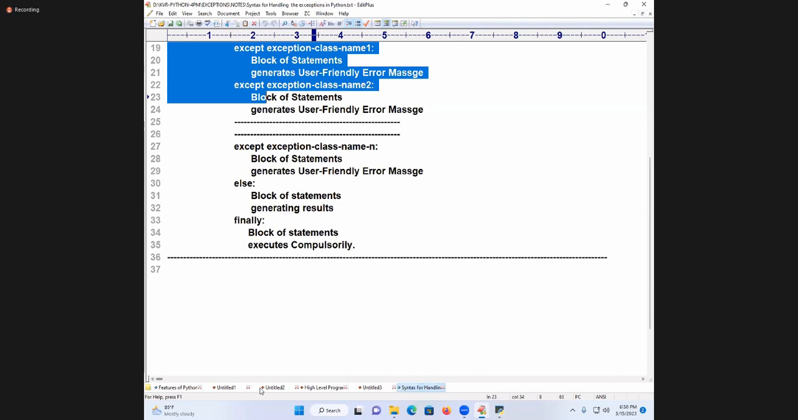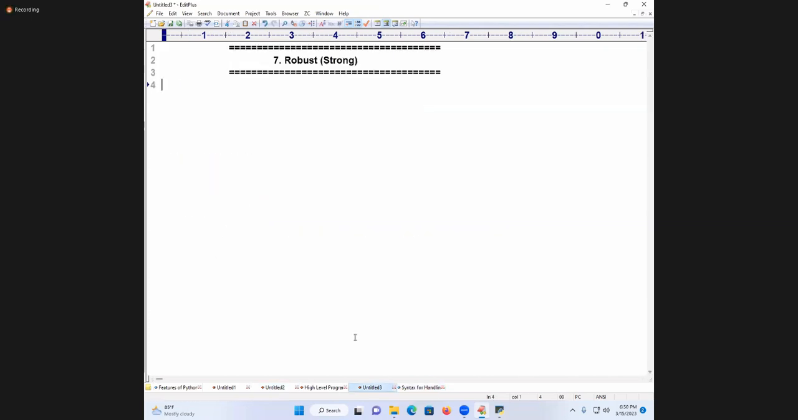What do you mean by robust? I just want to explain here. Robust meaning is nothing but what? Python is a robust programming language, because it provides the exception handling facility. There you need to understand.